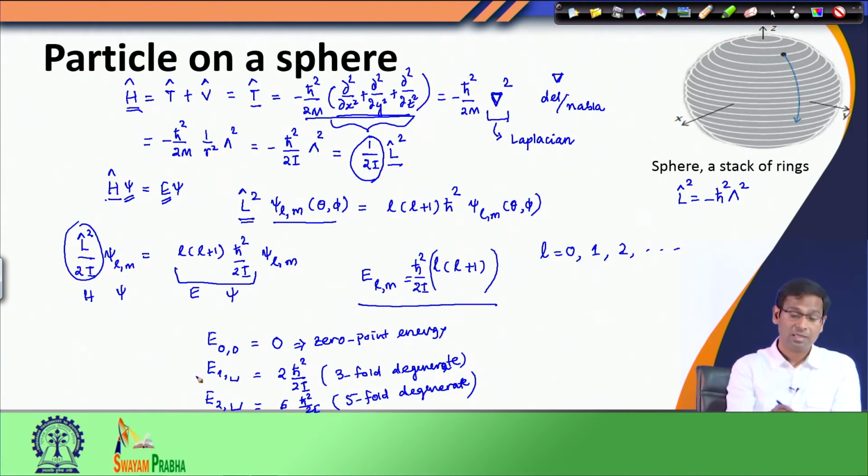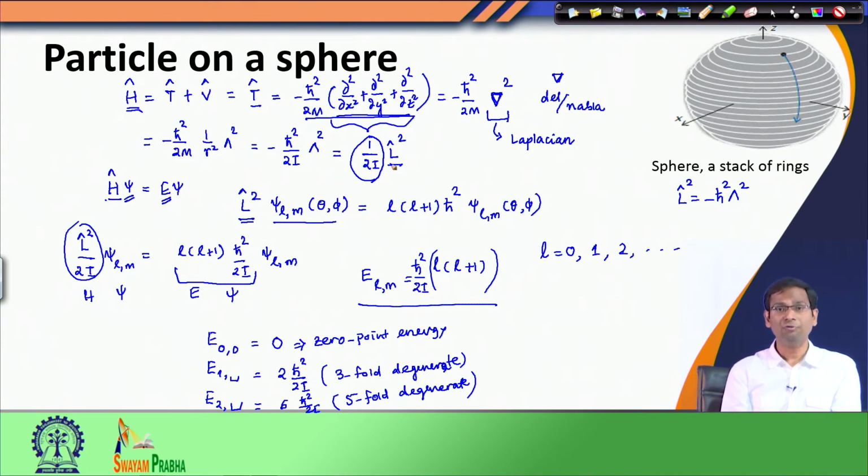This is because the Hamiltonian can be expressed in terms of L square, and by expressing the Hamiltonian in terms of L square, we could use the eigenfunctions and the eigenvalues of L square operator as the eigenfunction and eigenvalues of the Hamiltonian operator. So, this way the solution of particle on a sphere became very easy. That is because we have already invested a lot of time in discussing the solution of angular momentum operator L square.